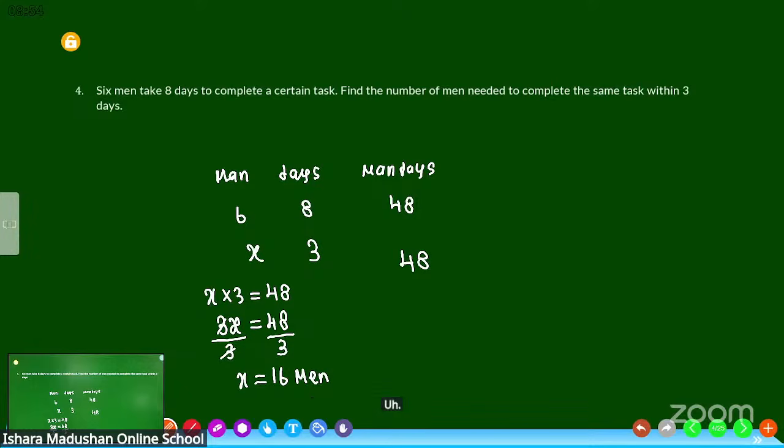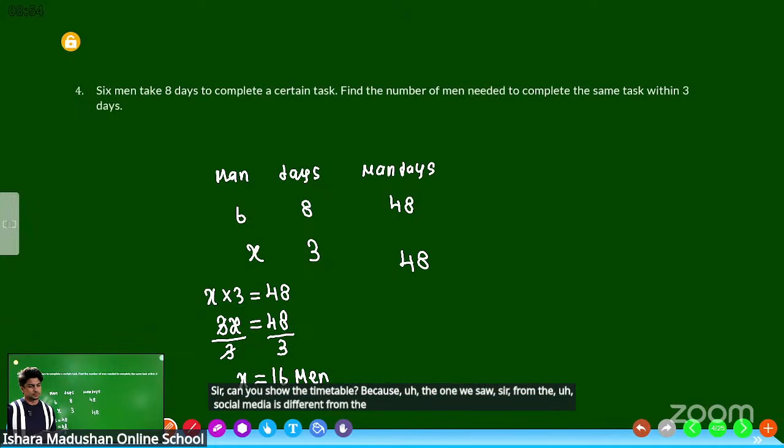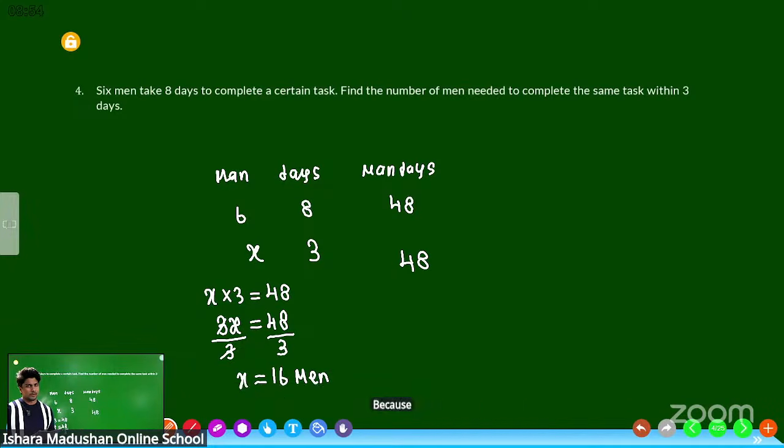Sir, can you show the timetable? The one we saw from the social media is different from the one sir showed, because it has more dates than the one sir showed. Maybe you have seen the Sinhala medium one. It says that there are 2 Saturdays and 3 Sundays. Yeah, Saturdays also we have that.